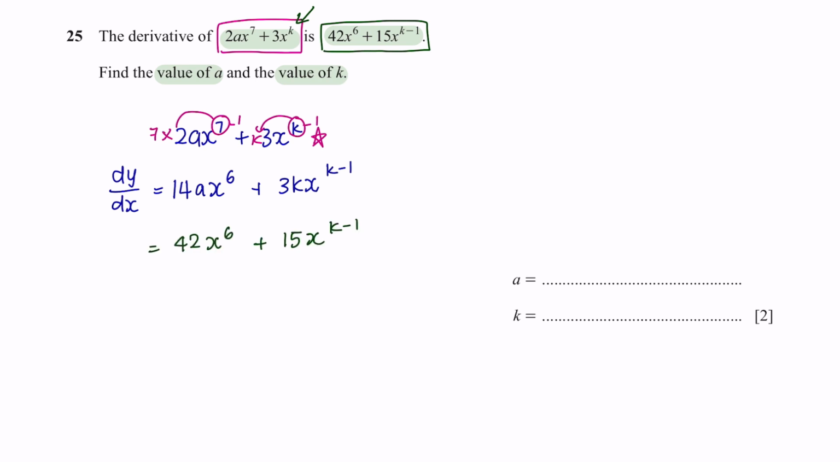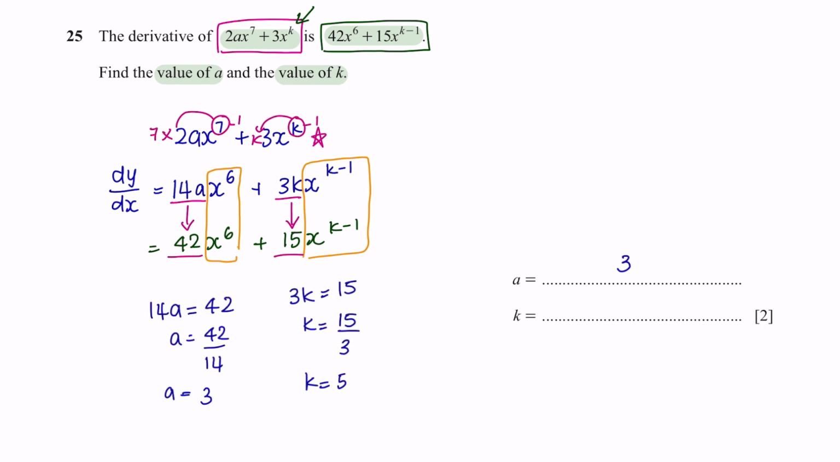So let's compare this. We've got these terms similar to each other. So we know that 14a is equal to 42 and 3k is equal to 15. So the value of a is 3 and the value of k is 5.